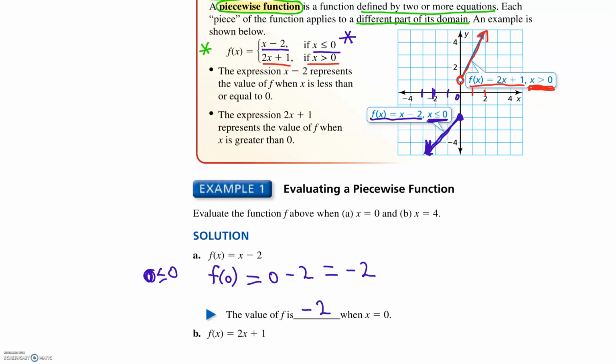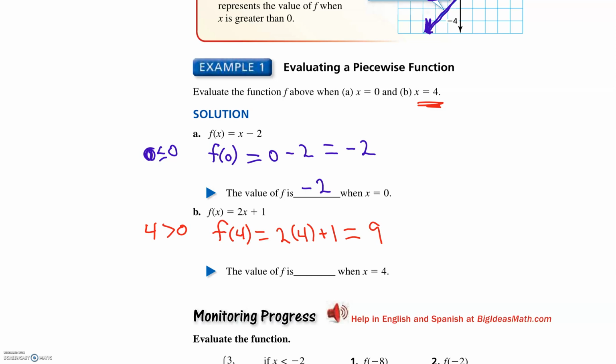All right, for the second part, part B, we're going to switch because now when x is 4, we now have something that's greater than 0. 4 is greater than 0, so we have to plug it into the other piece. So we do f of 4 and plug it into the equation y equals 2x plus 1. So we do 2 times 4 plus 1, that's 8 plus 1, which is 9. So the value of f is 9 when x is 4.